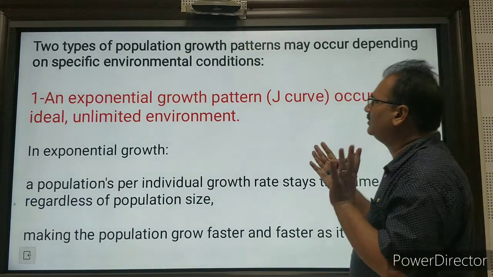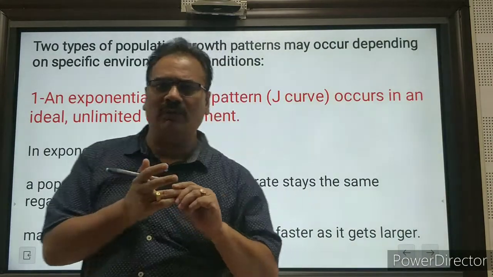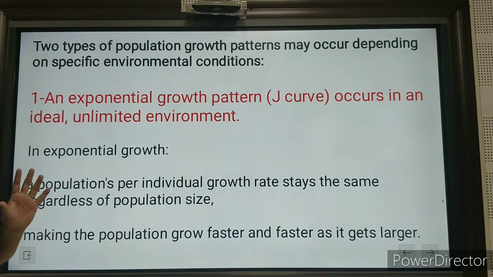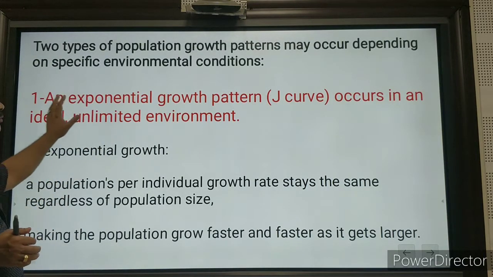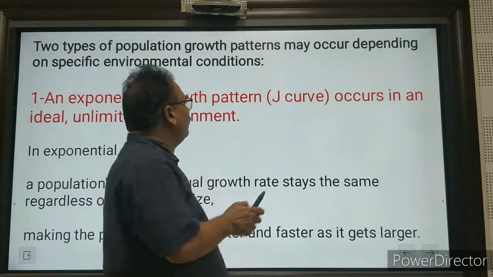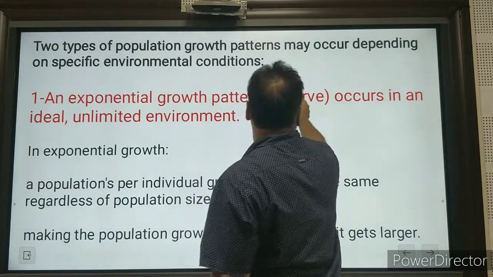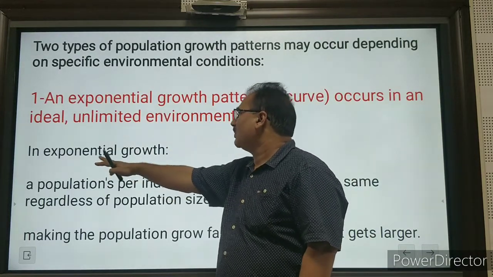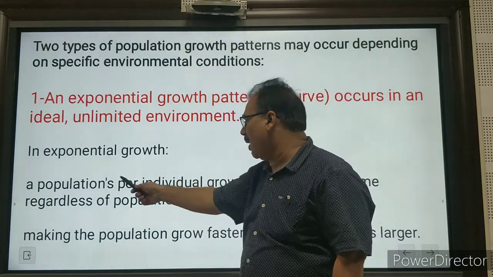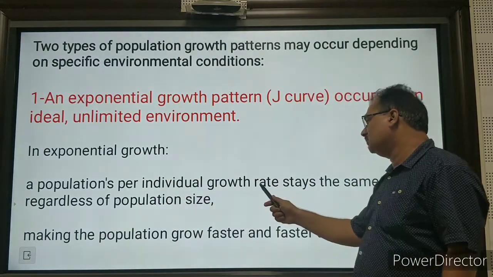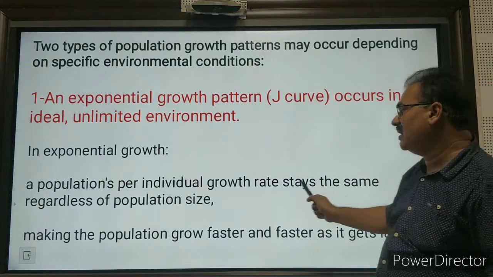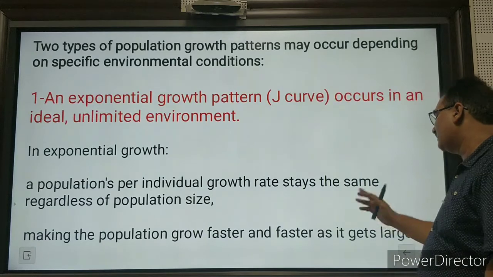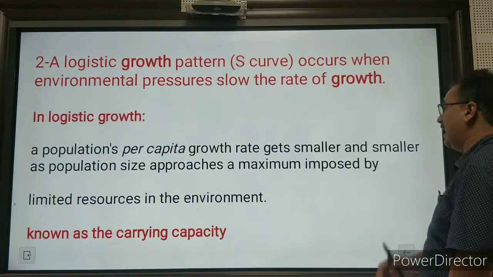Generally, we know two types of population growth pattern may occur depending on specific environmental conditions. First is the exponential pattern of growth, which is known as the J curve. The J curve occurs in an ideal unlimited environment. In exponential growth, a population's per individual growth rate stays the same regardless of population size, making the population grow faster and faster as it gets larger.